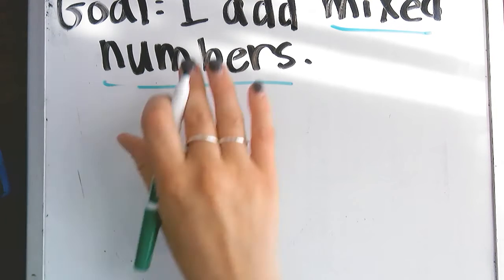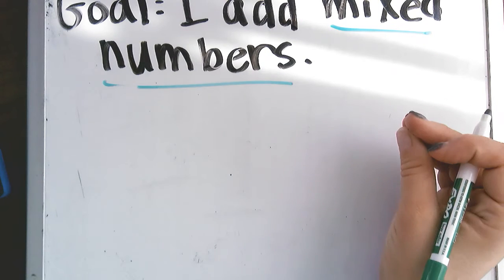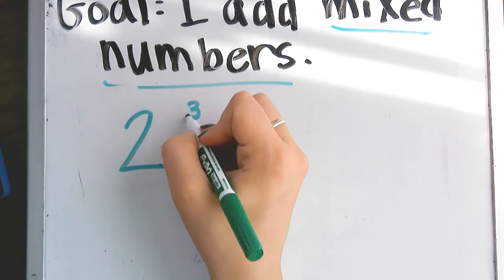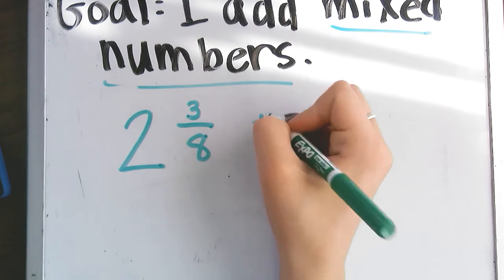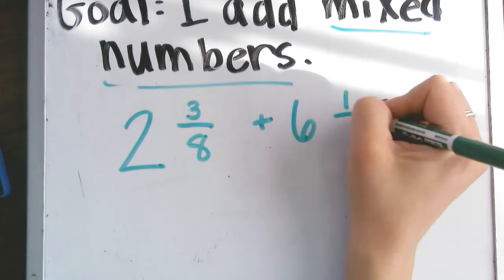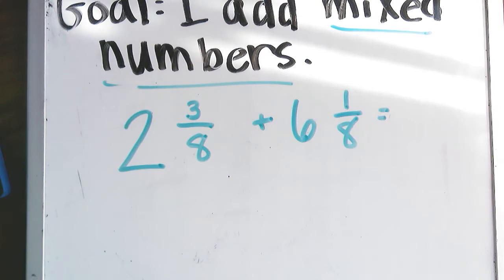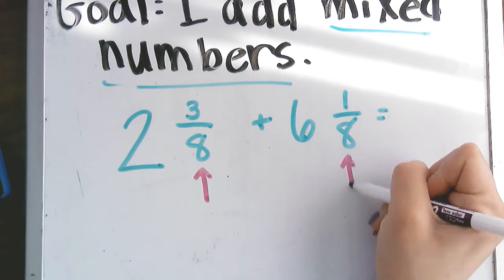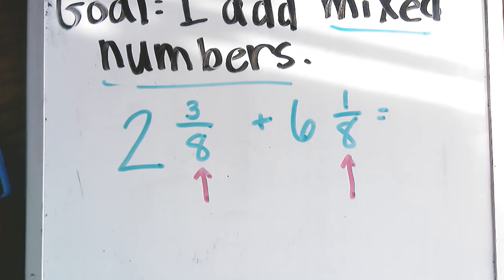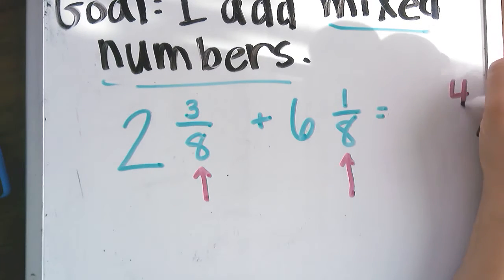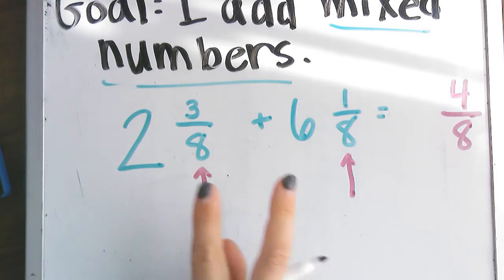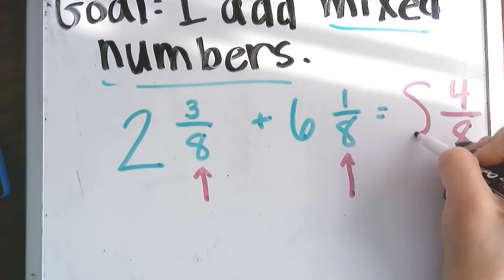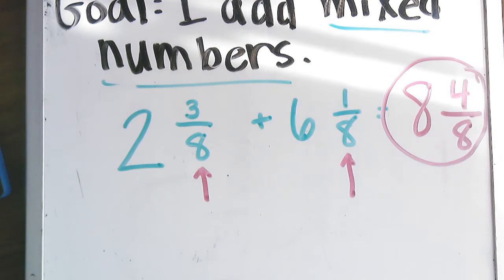When we add mixed numbers, their denominators need to be the same. So we might have a problem like 2 3/8 plus 6 1/8. So the way we're going to do this is we're going to start with our fractions. So we're going to do 3/8 plus 1/8. And 3/8 plus 1/8 is 4/8. Then we're going to move to our whole numbers and do 6 plus 2. And 6 plus 2 is 8. So our answer would be 8 4/8.